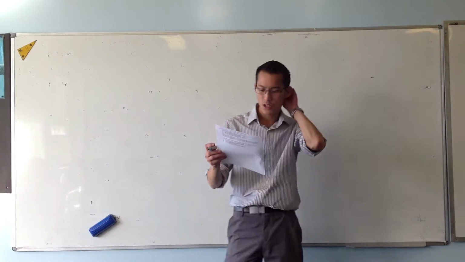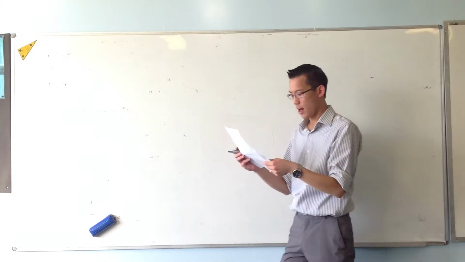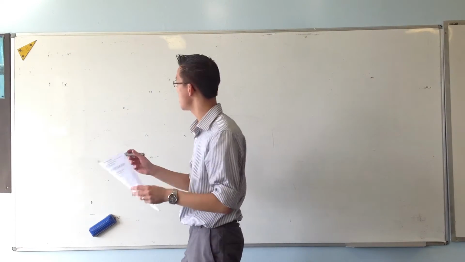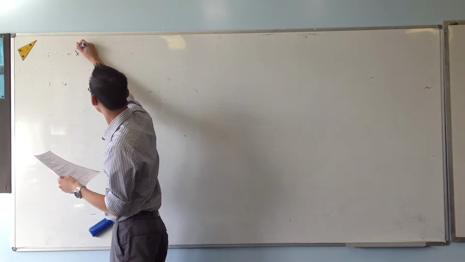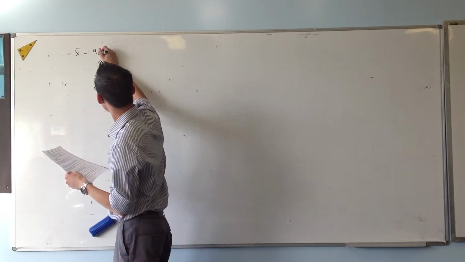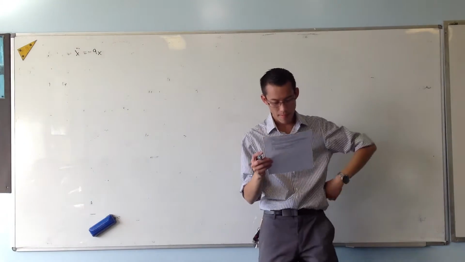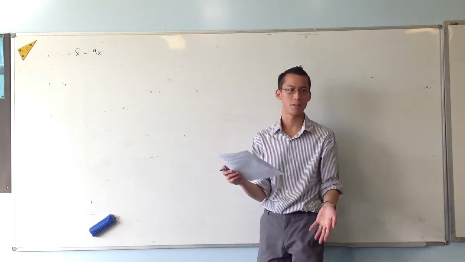Alright, so I'm looking at question 7. A particle moving in simple harmonic motion has this differential equation: x double dot is minus 9x, okay? Now, part 1 is just a standard result, right?